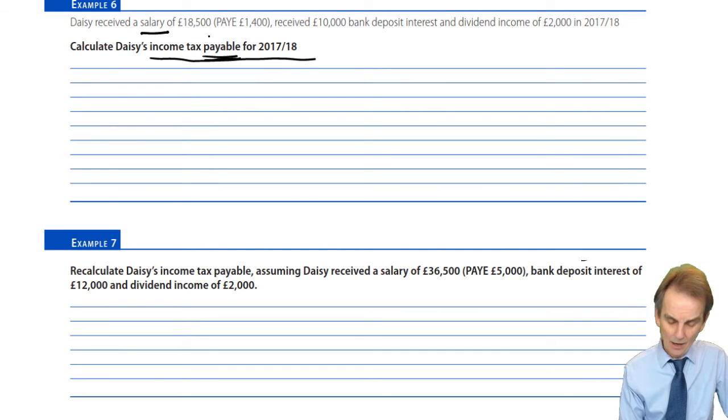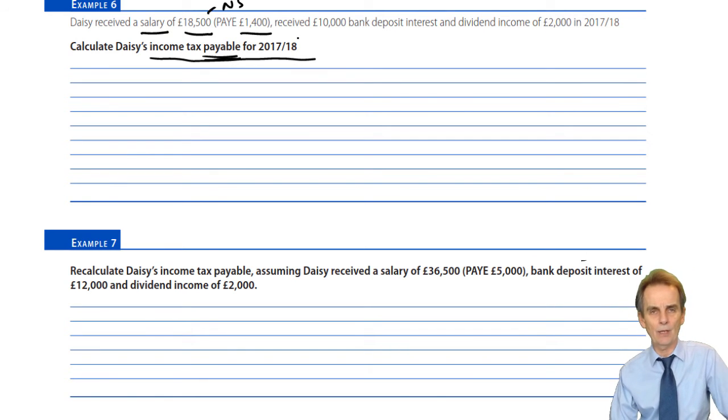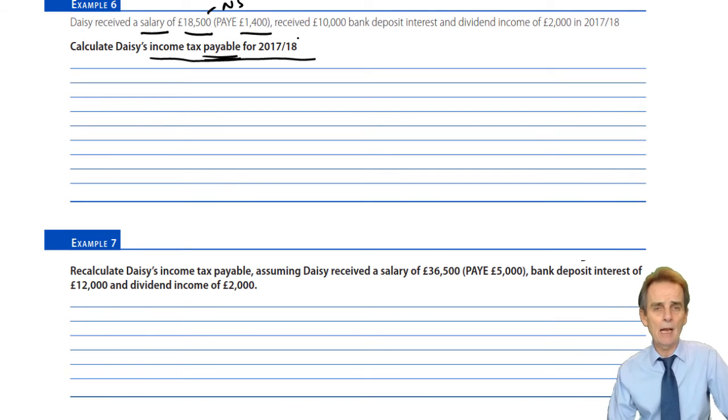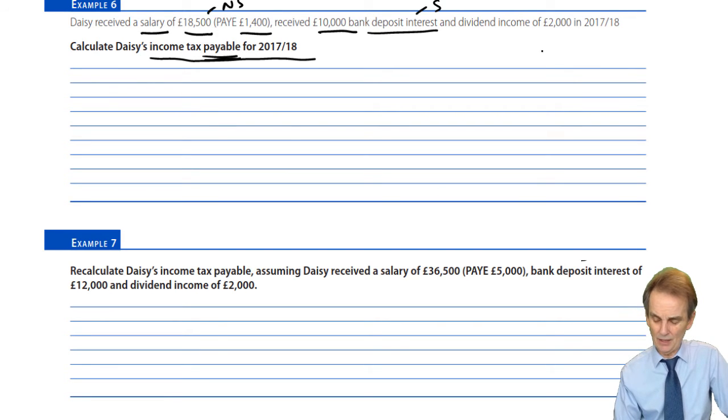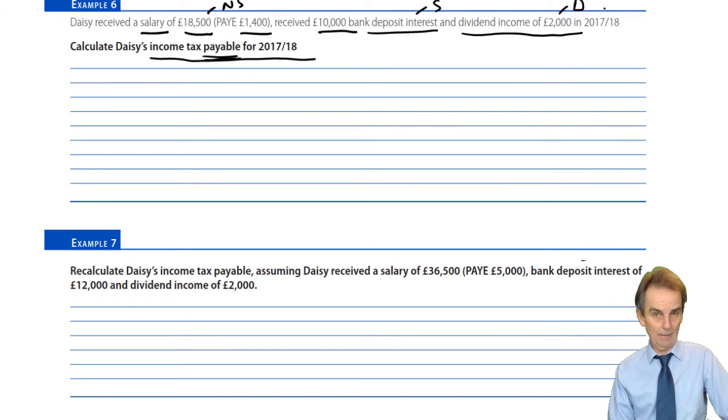So here, salary, our employment income, 18,500. That, remember, is non-savings. And we've got PAYE deducted at source on the payment of the salary to the employee, deducted by the employer, paid over by the employer then to HMRC, of £1,400. We received £10,000 of bank deposit interest, savings income, and dividend income received of £2,000, clearly dividend income. So we've got the three sources, therefore, of our income.